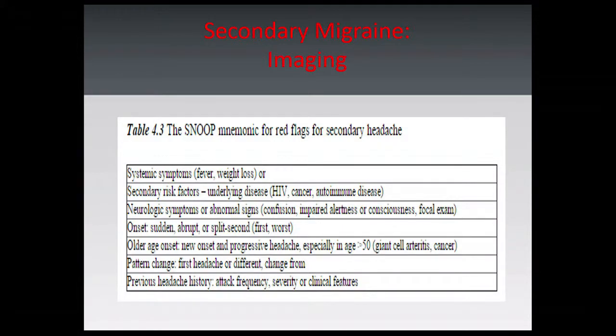We mentioned temporal arteritis, the first worst headache of the life, sudden onset, abrupt, a change in pattern from the previous headache history. So we're looking for something out of the ordinary, and most times we get images, even when we're following this algorithm. Most of them are negative, but I'd rather be safe than sorry if there is any of these signs or symptoms.